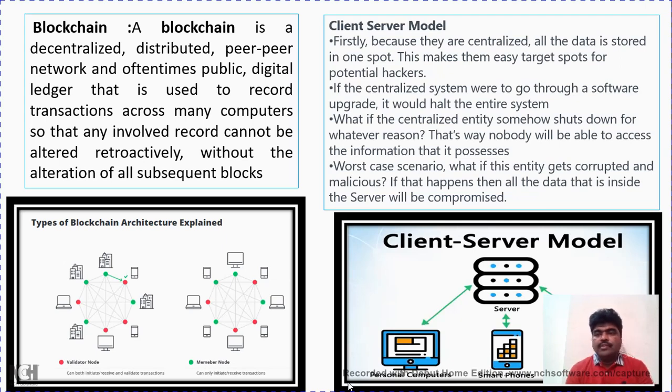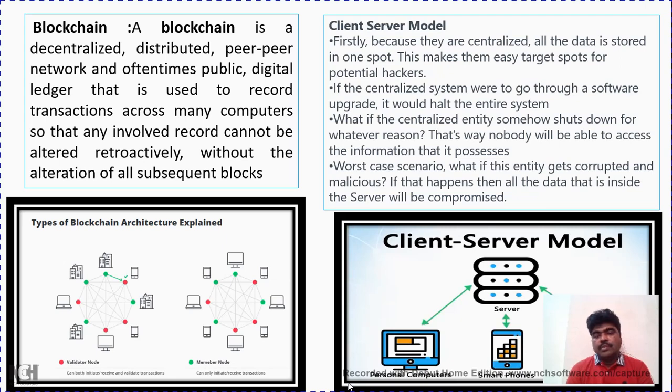Since the data is centralized and saved in one spot, there is a high chance of attack, meaning hackers can attack the data and compromise it. And because it is centralized, if any software upgrade happens, the whole system will get stuck. I mean, it will halt. So that is another issue with central servers.